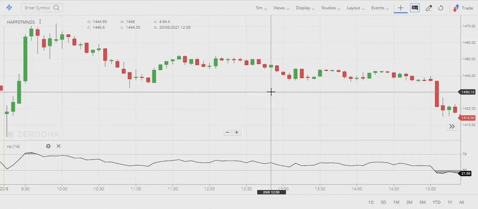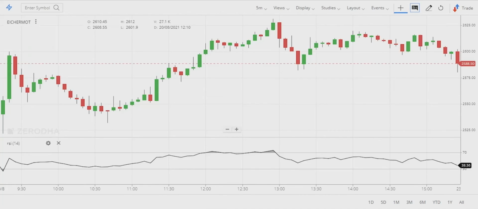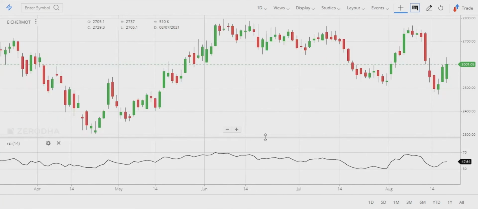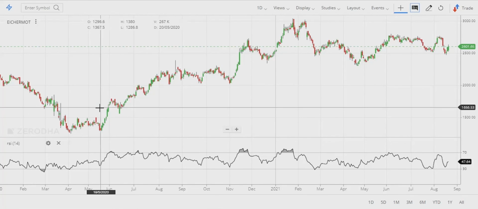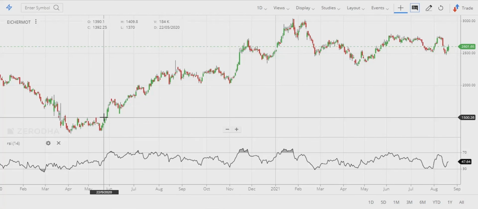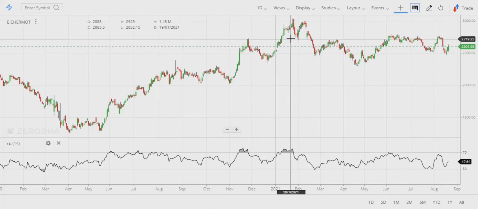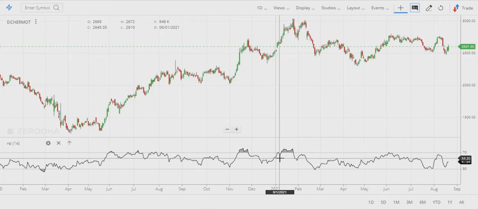So here if you see the Eicher Motor chart, let me set it to 1 day. Here you can see the stock is in the overbought zone. If you have entered your trade here and you are not sure when to exit your trade, you can take help of this RSI indicator.